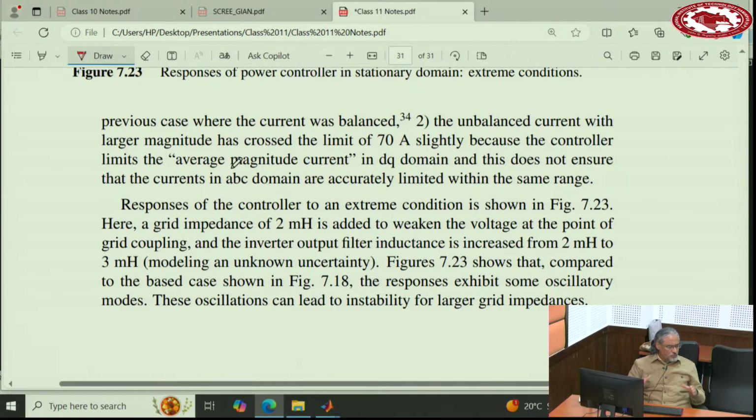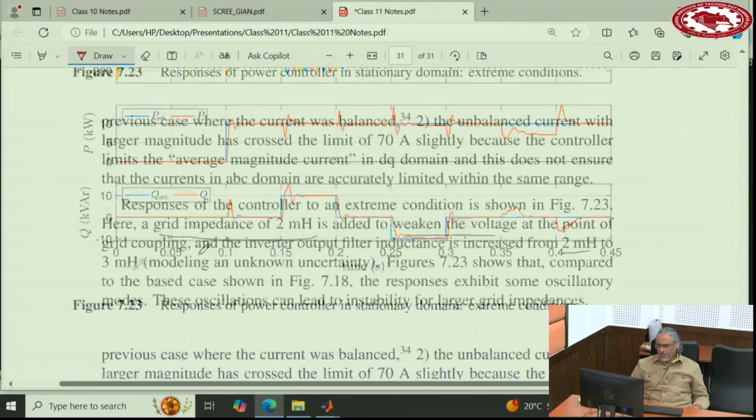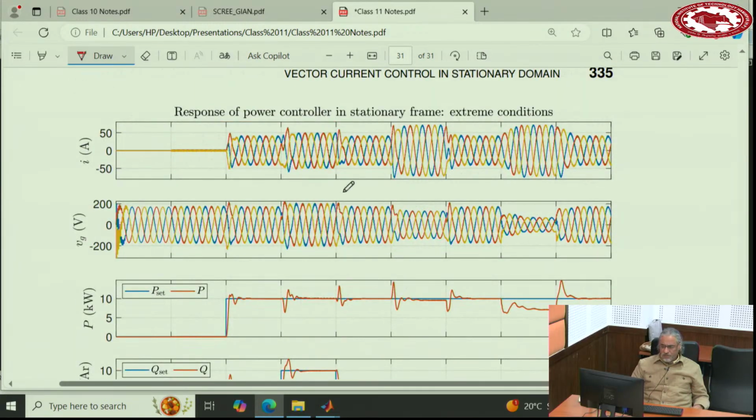Or there is an inductor connecting the terminals of the converter to the actual grid. We call it grid impedance. That is also a great point for uncertainty, the grid impedance. So I think here it says a grid impedance of 2 millihenry is added to weaken the grid, and the inductance of the filter, which was 2 millihenry, is increased to 3 millihenry. So that's the extreme condition, and you see the responses are stable. There are slight differences, slightly more oscillations in terms of powers, but it still holds together.